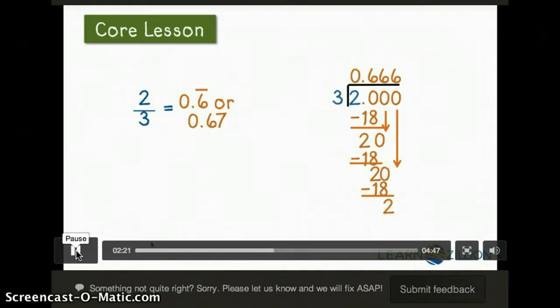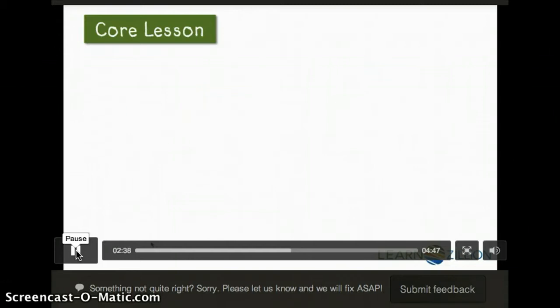You'll need to look at your instructions to see how you're supposed to round it or if you're supposed to round it. When we round it like this, technically 2/3 is not equal to 0.67. Its exact value is 0.6 with a line over it.